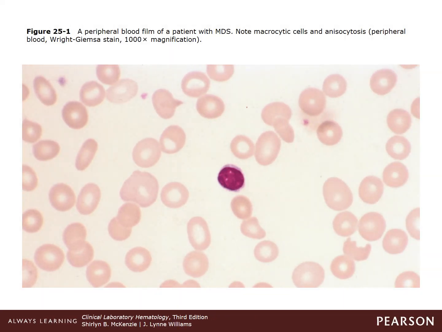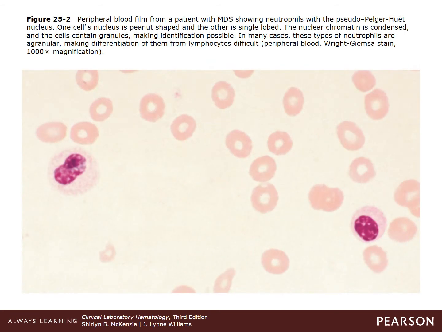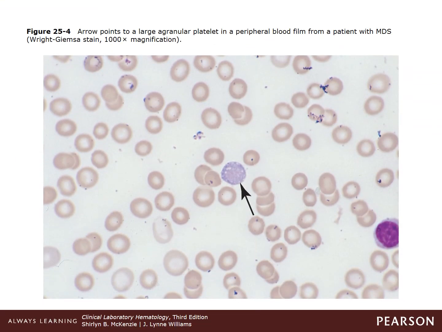So here is a patient with MDS where you can see a normal small lymphocyte and very large macrocytic cells in the peripheral blood. Now here is an example of a patient with MDS showing hyposegmented or pseudo-Pelger-Huët nuclei. And here's an example of a patient with MDS having a large agranular platelet in the peripheral blood, which is almost the size of that lymphocyte located below.